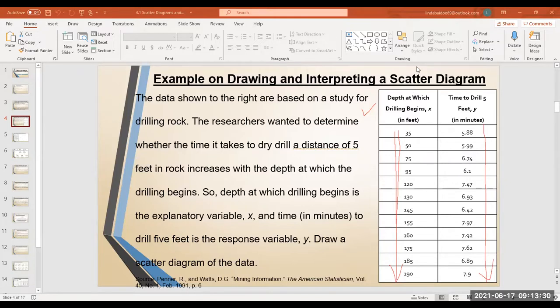So from this information, we can draw a scatter diagram. Scatter diagrams are very easy. You have your X and Y, so you are just plotting points. This is X, look for its corresponding Y, plot it as a point. So this is X, this is Y, this is X, this is Y, till you get to the end.